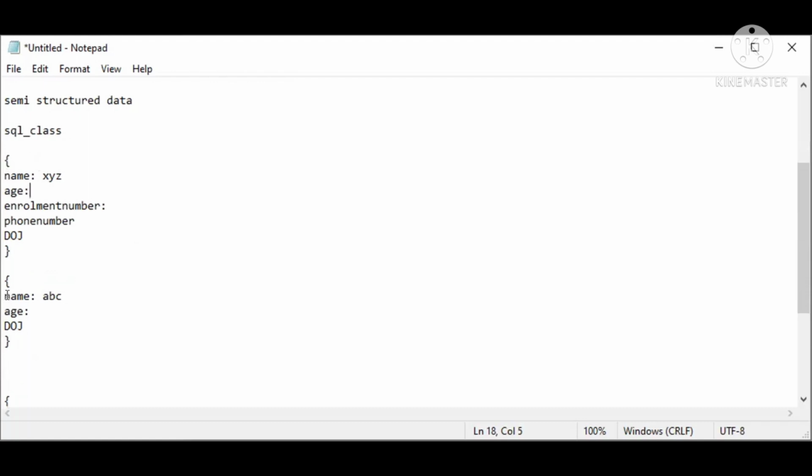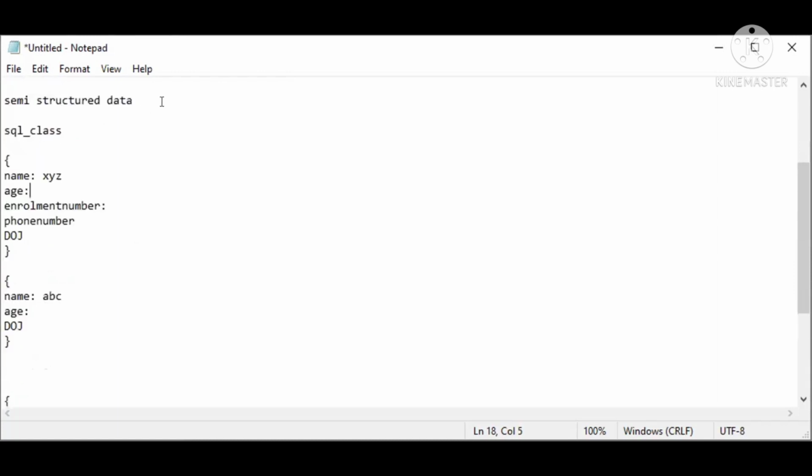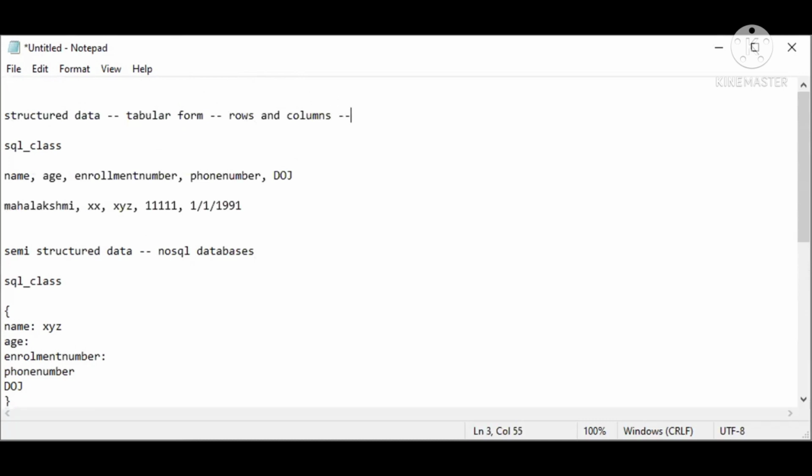So we have name, age. In this we have name, and the last one we only have name. So we are missing some information here. So this is semi-structured, meaning it's not all the way structured. To store semi-structured data, we generally use NoSQL databases. And to store structured data, we use relational database management systems, which we also call RDBMS.